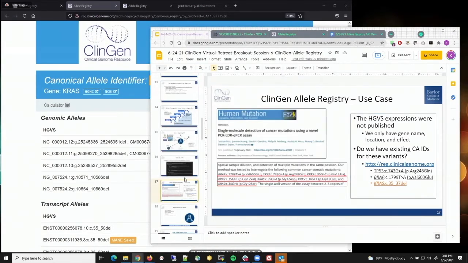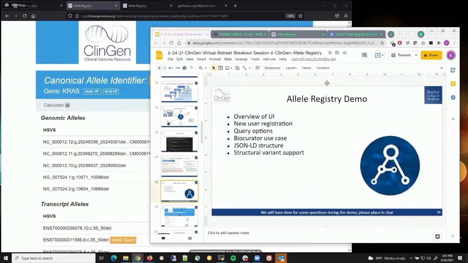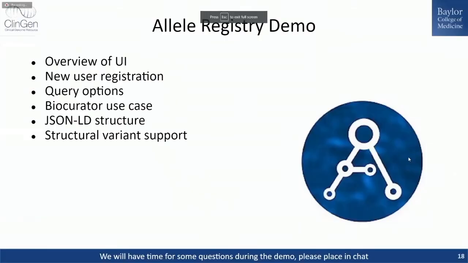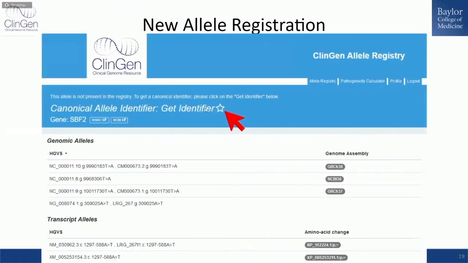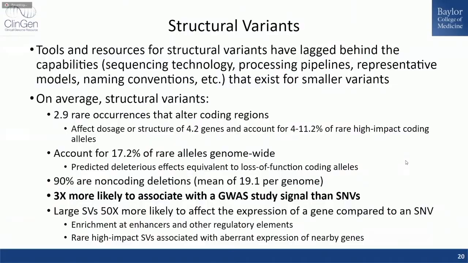Okay, a couple things. I'd like to briefly mention CNVs, or what we're supporting for structural variants. And then I'd like to have some questions. And then if there aren't questions, I can actually show you some of that interface. Okay, so we just talked about Get Identifier if you do a query and something does not exist.